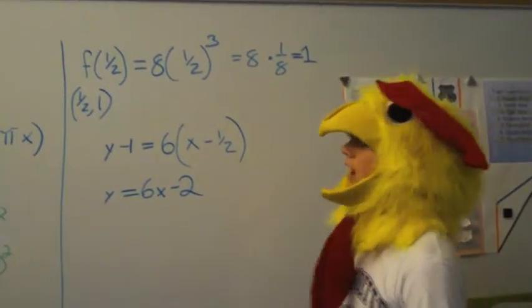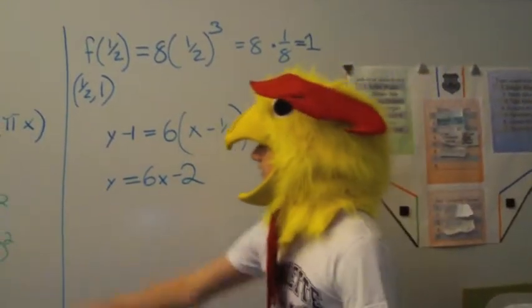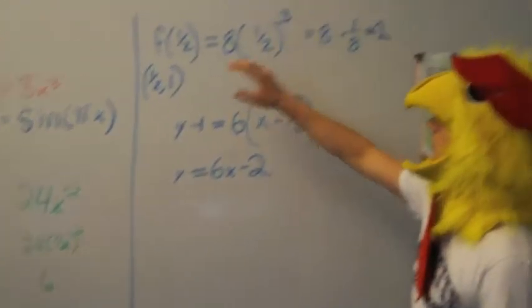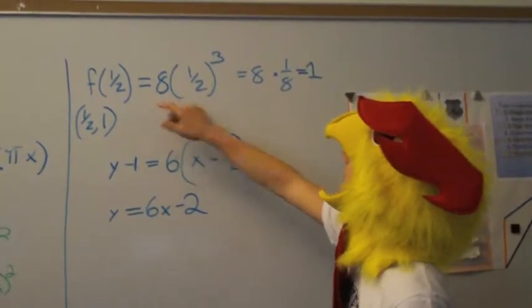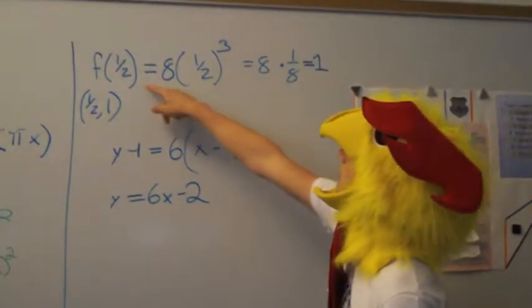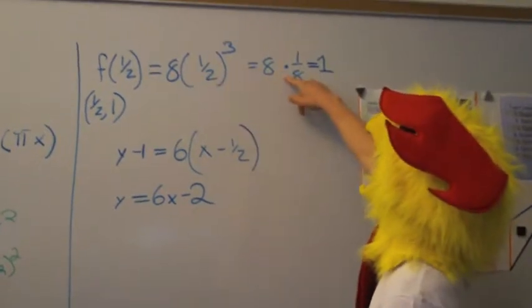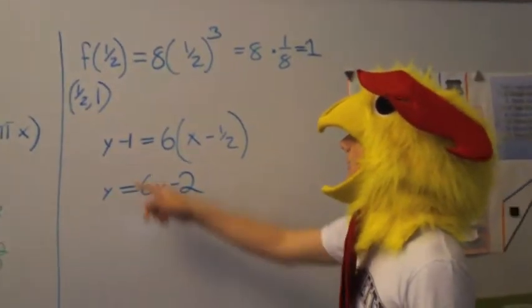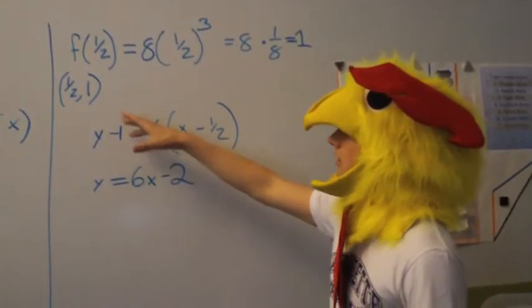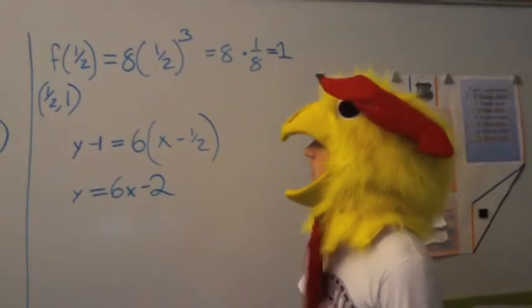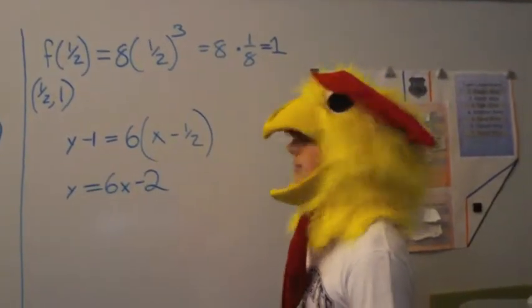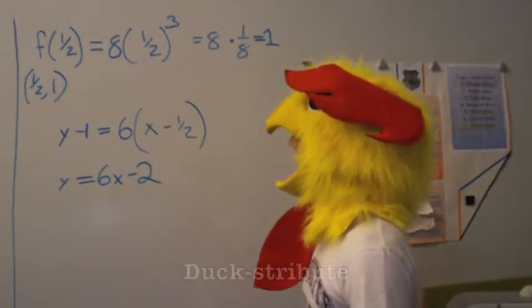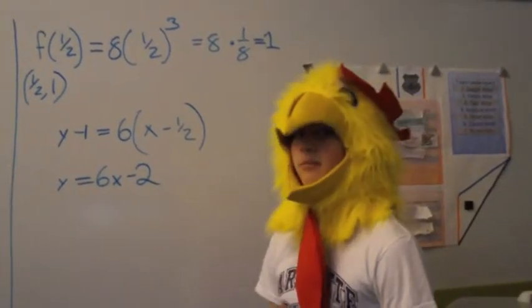For the second part of part A, first we take the slope that we found, and then we need to substitute in to find the point where the graphs intersect. Since we already have the x-coordinate, we substitute it into f and come up with 8 times 1/8, which is 1. So the point is (1/2, 1). Then we substitute back into the equation to find the actual equation of the tangent. So it's y minus 1 equals 6 times x minus 1/2. Then we distribute and get y equals 6x minus 2.